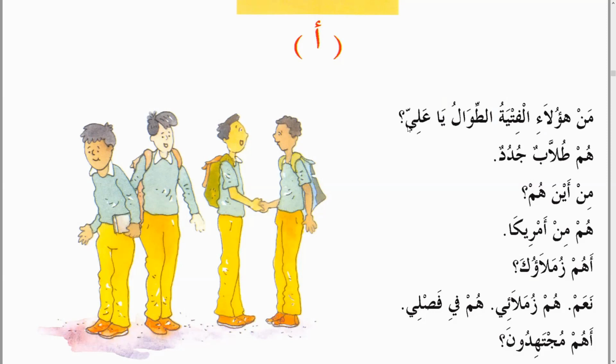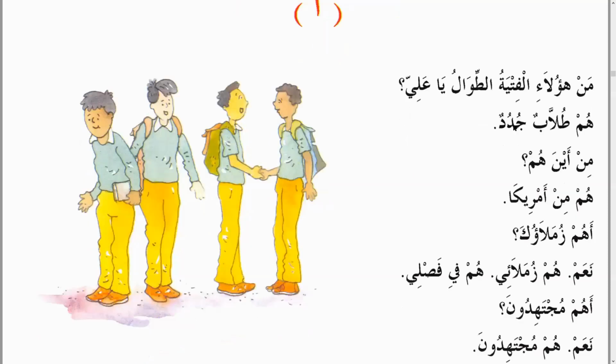At-tiwalu. Ya Aliyu, oh Ali. We learned in the previous lesson that the word after Ya, Ali, loses its tanween. Ya Aliyu. We cannot say Ya Aliyun.